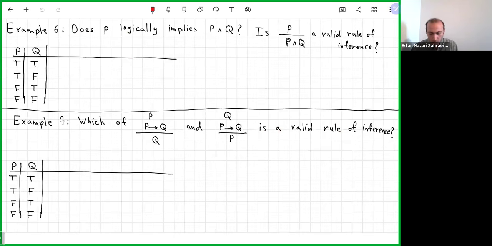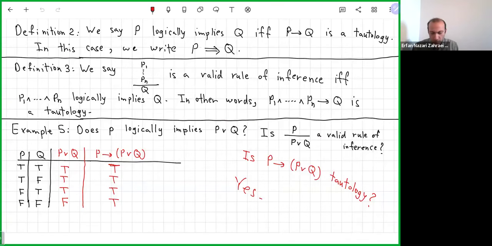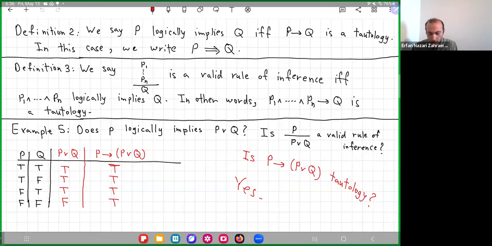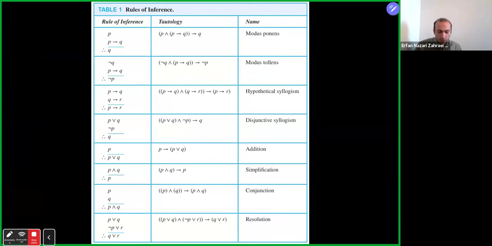Let's do another one. Let me show you something. There is a list of logical equivalences that I showed to you. This is a list of valid rules of inference that we have. Basically, we proved one of them. This one here is called addition. We proved P logically implies P or Q. This rule of inference is called addition.